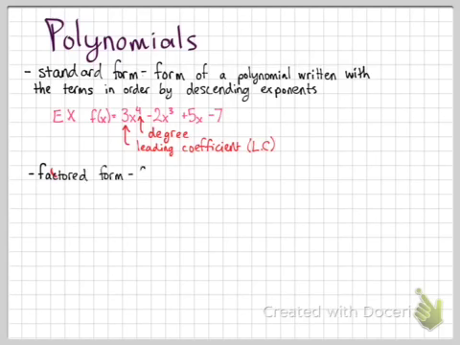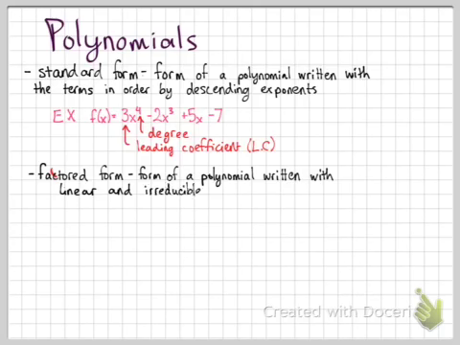Another way that we commonly see polynomials written is in factored form, and this is the form of a polynomial that's written with linear terms and irreducible terms. Irreducible means you can't break it down anymore. For example, f of x equals 3 times x minus 4 times x plus 2 times x minus 8. In this one, we see three linear terms, and if we multiply them all the way out, we would have our polynomial in standard form. And this is just the factored form of the polynomial.